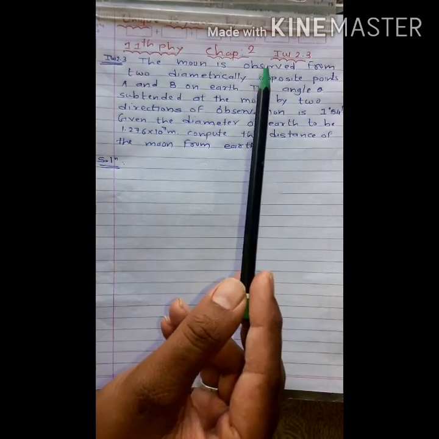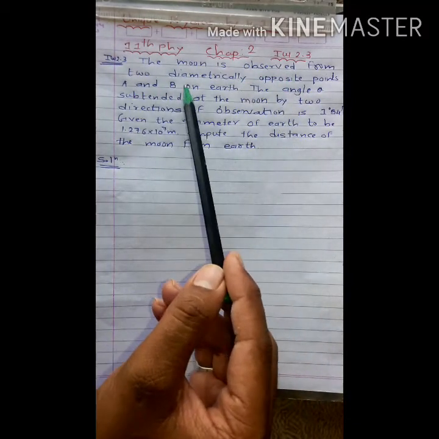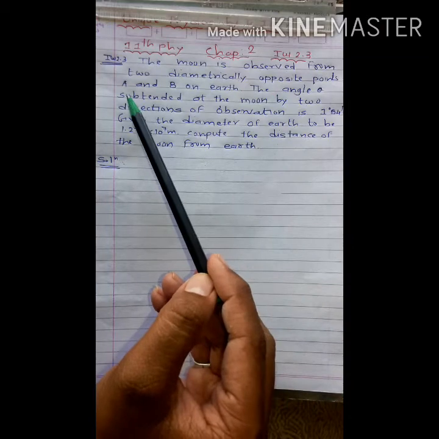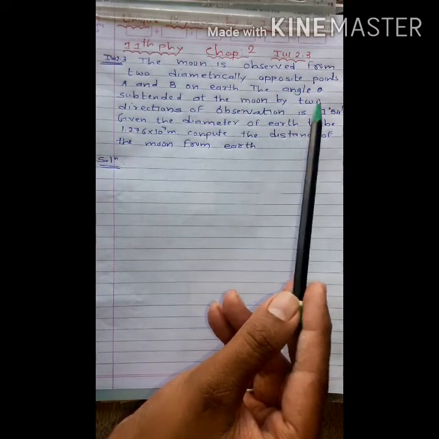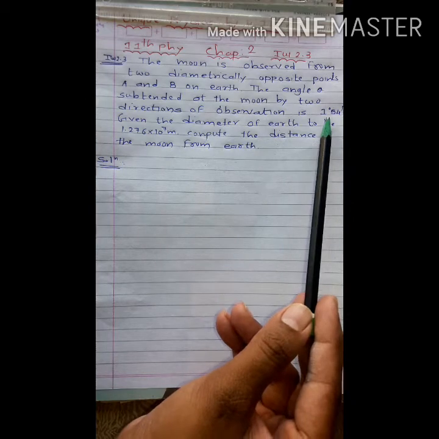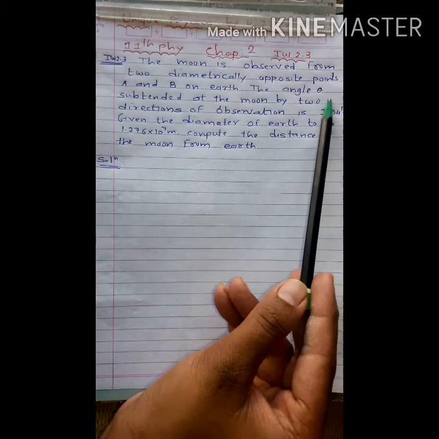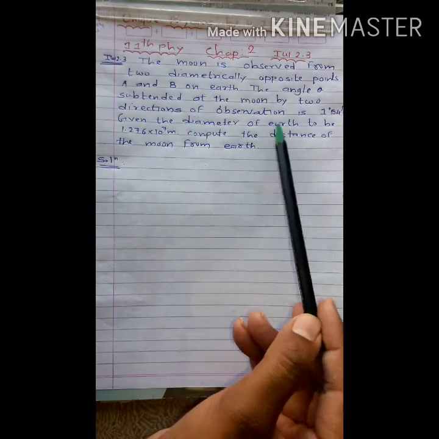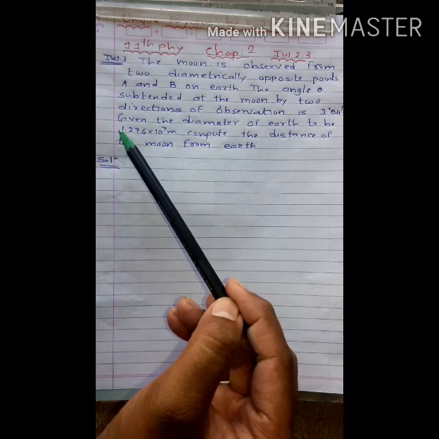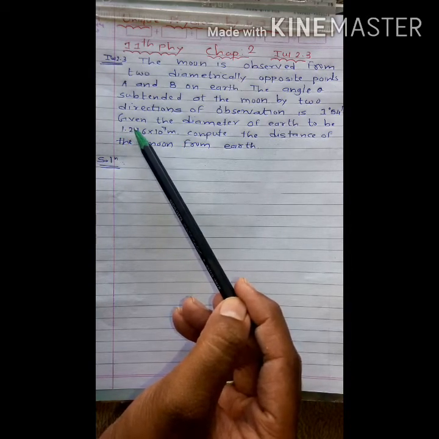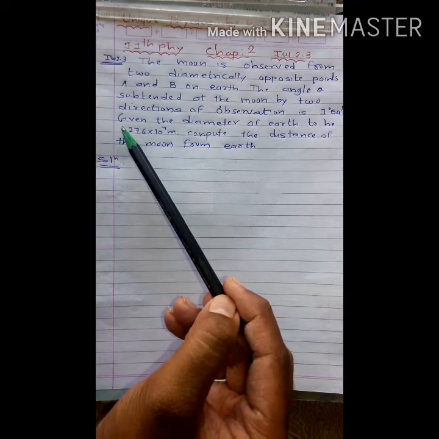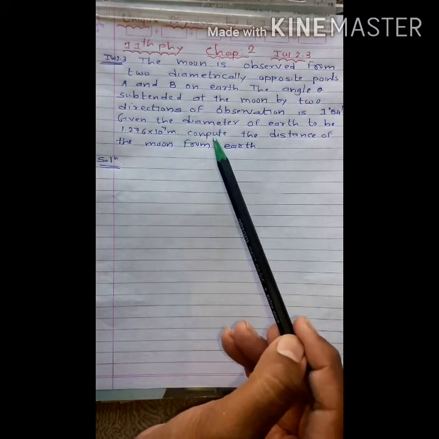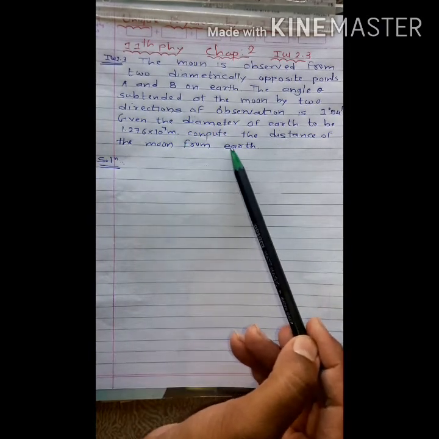In the parallax method we consider two diametrically opposite points A and B on the surface of the earth. The angle theta subtended at the moon by the two directions of observation is 1 degree 54 minute. So angle theta is given as 1 degree 54 minute. Given the diameter of the earth, which means the basis and is denoted by small b, it is 1.276 into 10 raised to 7 meter. Compute the distance of the moon from the earth.